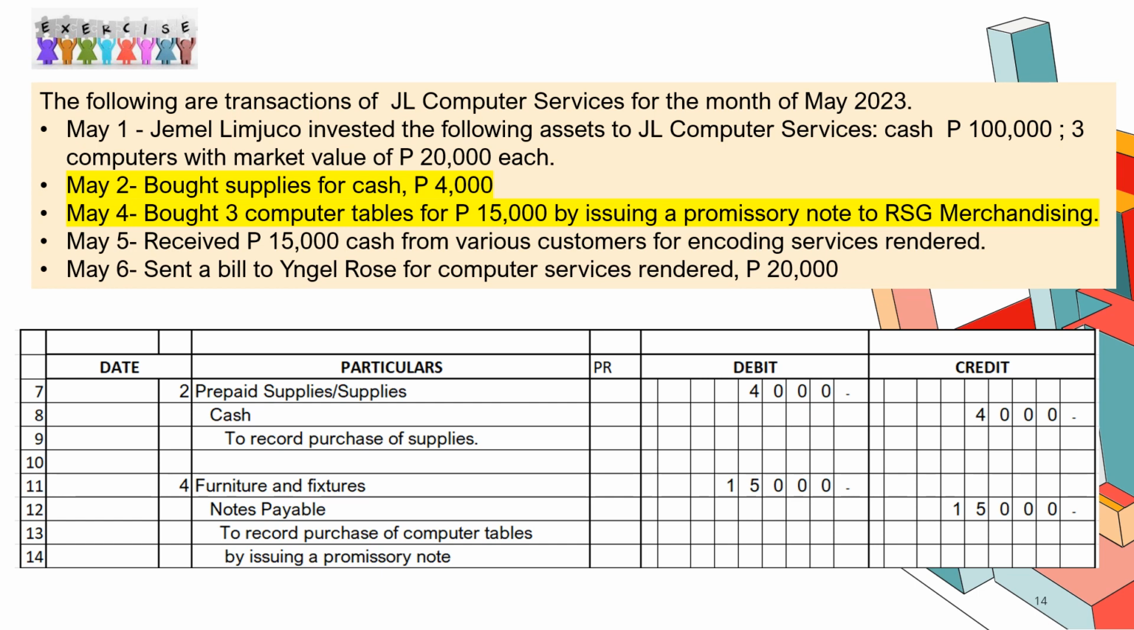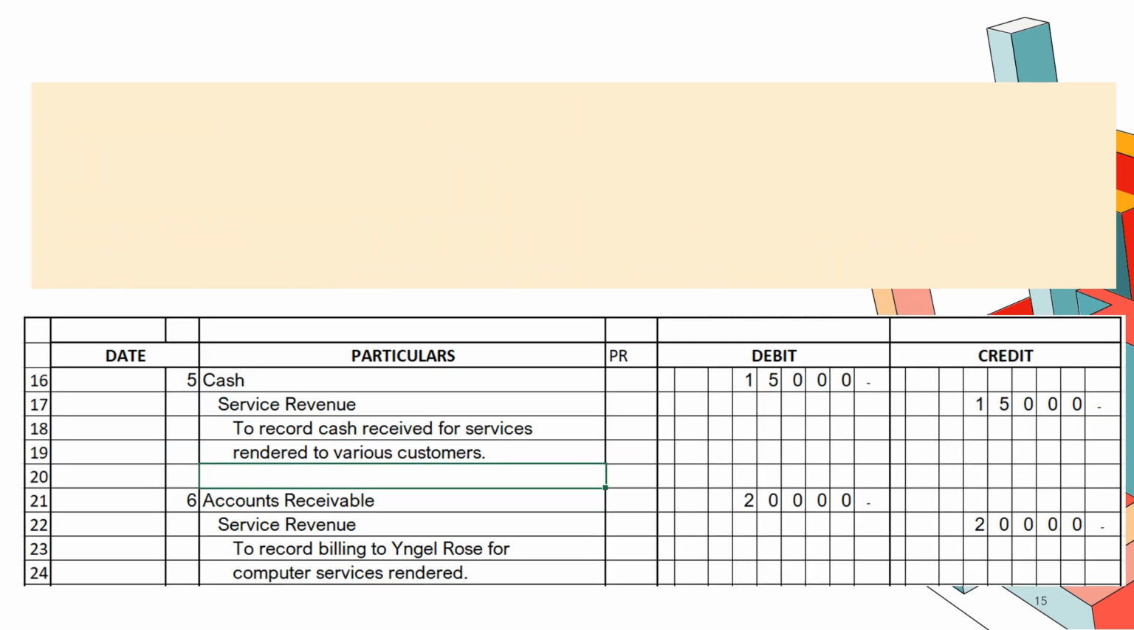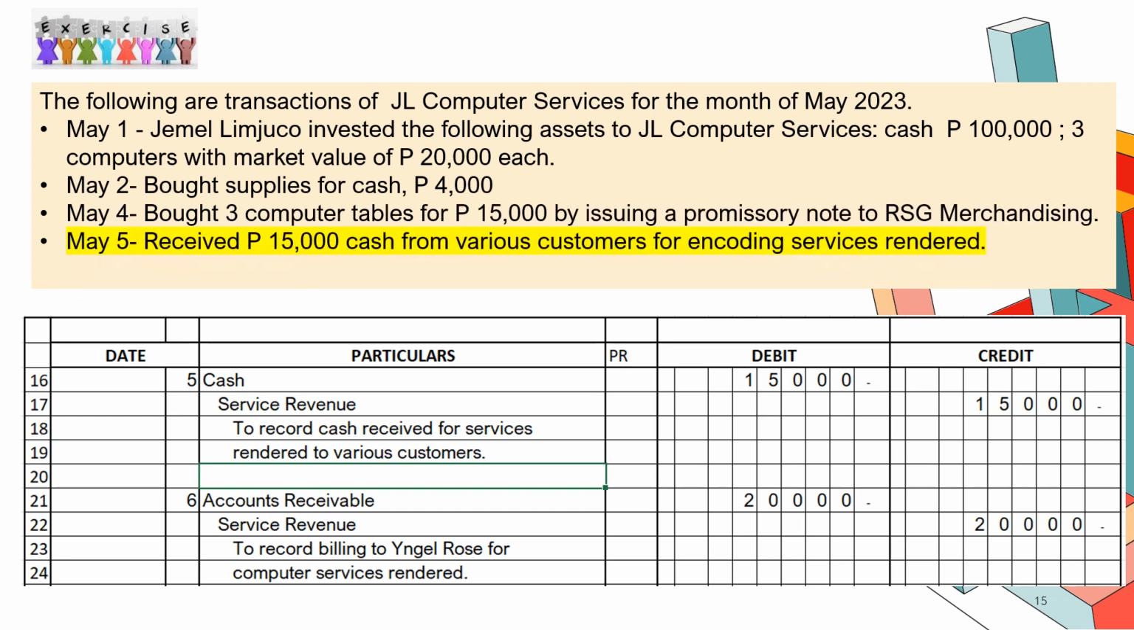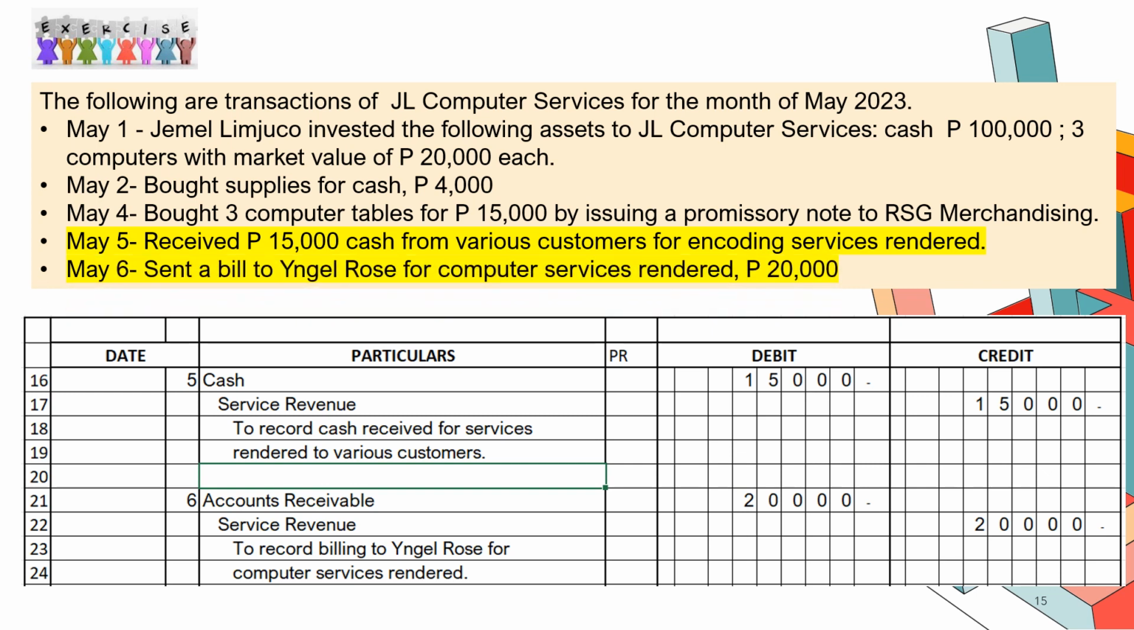Okay, we still have 2 more transactions. Let's move on to the next slide for our last 2 transactions. Okay, May 5, received 15,000 cash from various customers for encoding services rendered. Actually, this is a revenue activity. May 6, sent a bill to Angel Rose for computer services rendered, 20,000. This is also a revenue activity or transaction. May 5, May 6, these are both revenue transactions.